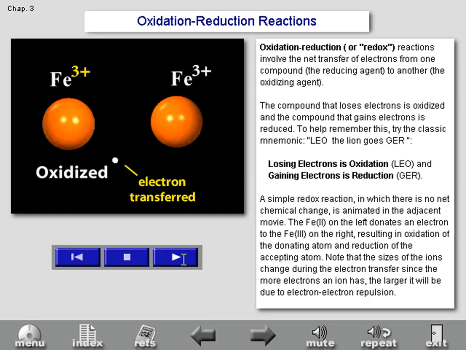An oxidation-reduction reaction, or redox reaction, involves a transfer of electrons from one molecule to another. Start the animation to see the reduction of iron 3 by iron 2. This is a very simple reaction where there is no net chemical change. The next panel shows examples of more complex redox reactions in which there is a net chemical change resulting in new reaction product.